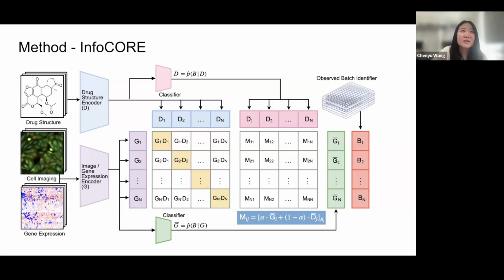I see. Which is like calculating the geometric average instead of this normal average of these two classifier outputs.